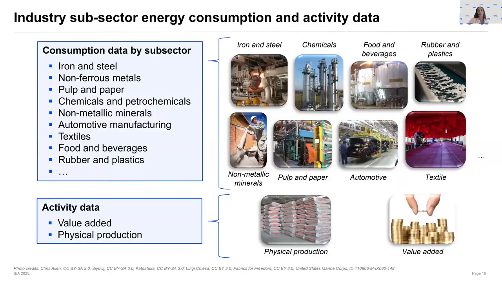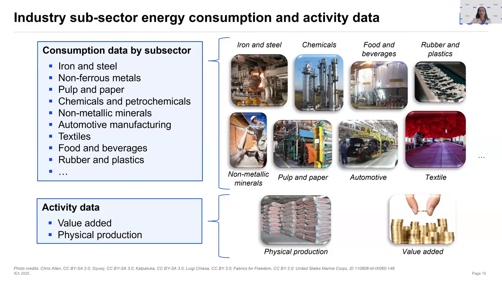For this reason, we collect energy consumption data by subsector, where we collect data from paper, pulp and printing, the chemical and pharmaceutical products, the food and tobacco industry, the textiles, the automobile industry, and so on. And also, we collect activity data, which can be either value added, which is the contribution of a specific industry or sector to the economy, and physical output, the actual quantity of goods produced by an industry, measured in physical units.